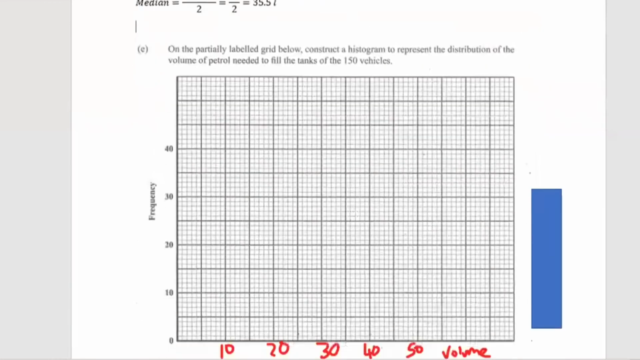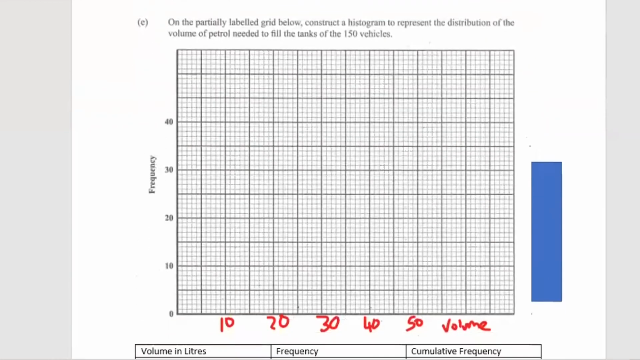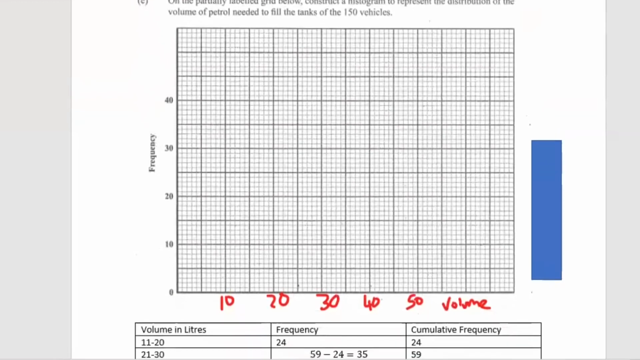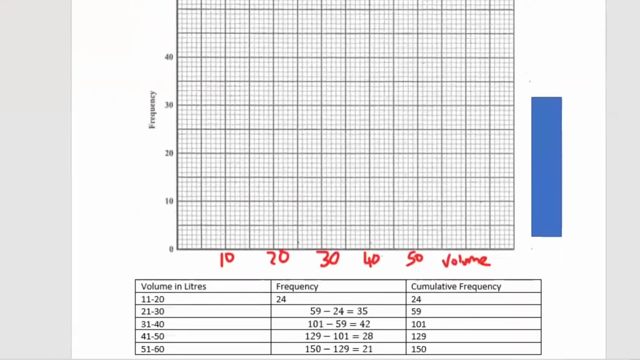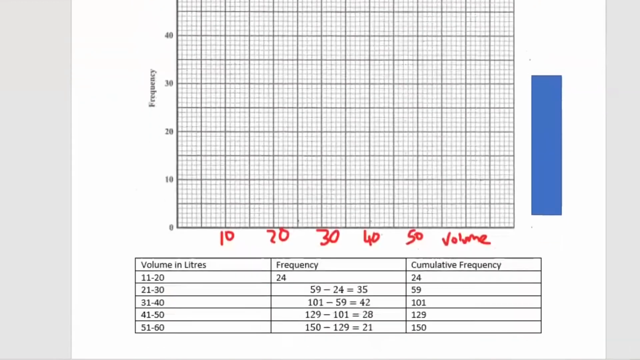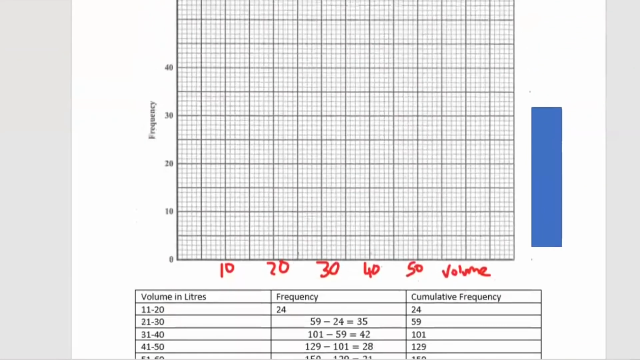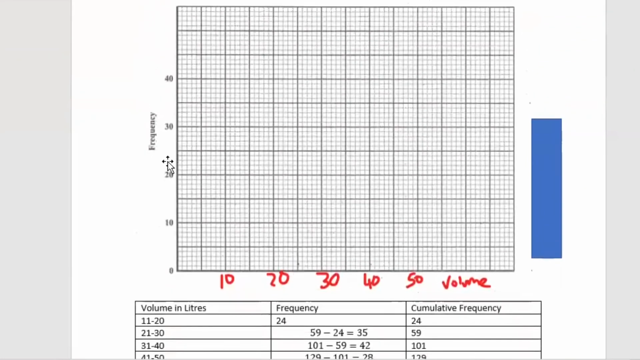Part E now says, on the partially labeled grid below, construct a histogram to represent the distribution of petrol needed to fill the tanks of the 150 vehicles. So what we know is that for us to complete this, we needed the frequency for each group. As you see, the question gave us the frequency on the y-axis. So we're plotting frequency against the volume. So what I went ahead and did was to calculate the frequency for each group.